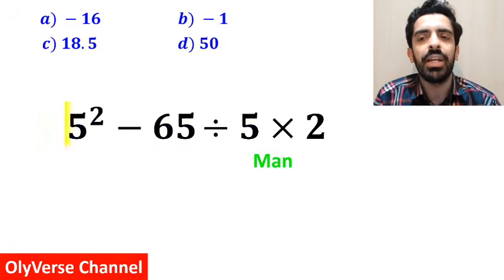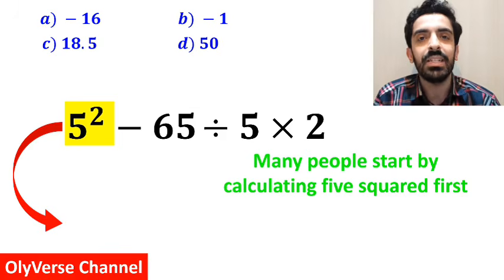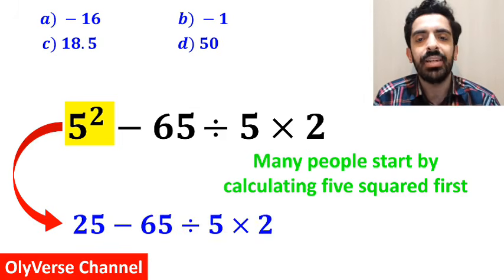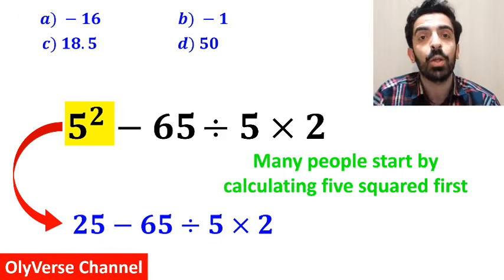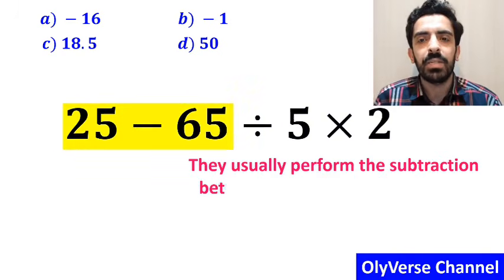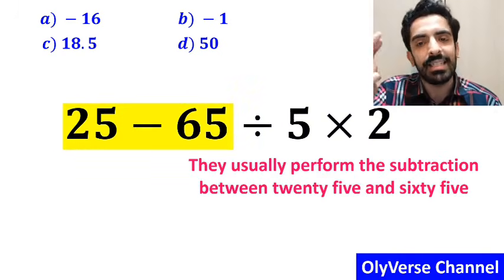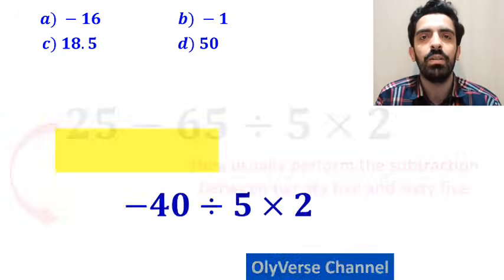To solve this question, many people start by calculating 5 squared first. And instead of the original expression, they rewrite it as 25 minus 65 divided by 5 multiplied by 2. And the next step, they usually perform the subtraction between 25 and 65 and simplify this expression to negative 40 divided by 5 multiplied by 2.